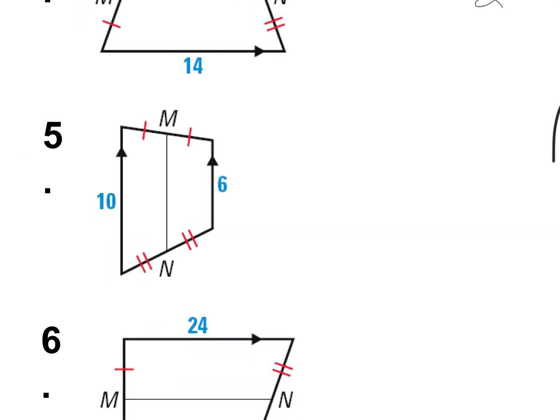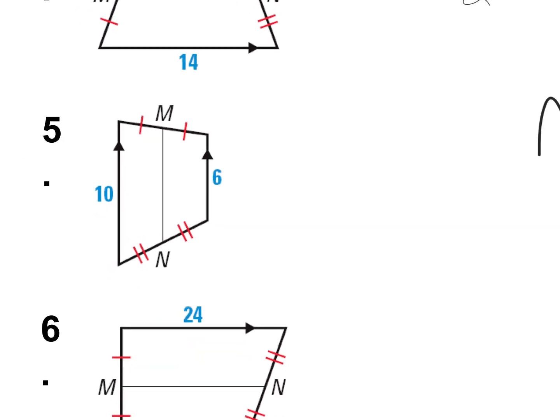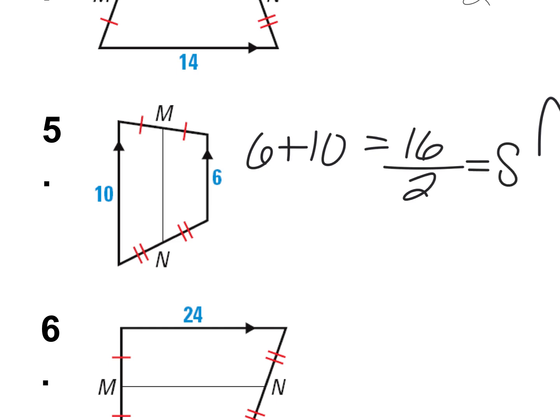Number 5, we want to find the mid-segment, so what do we need to do? Add them up. Divide by 2. You're taking the average, so we get 8. To check, does that make sense to have 8 there? How far away is 6 from 8? 2. How far away is 8 from 10? 2. So you should have those be the same. You can check that way if you want.